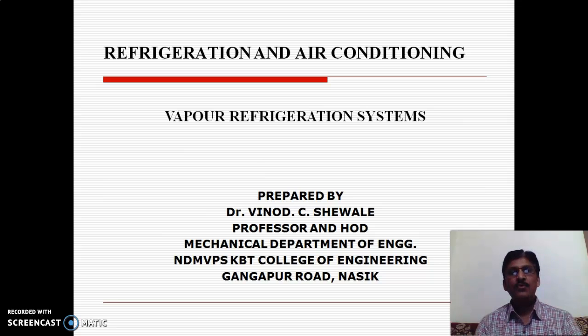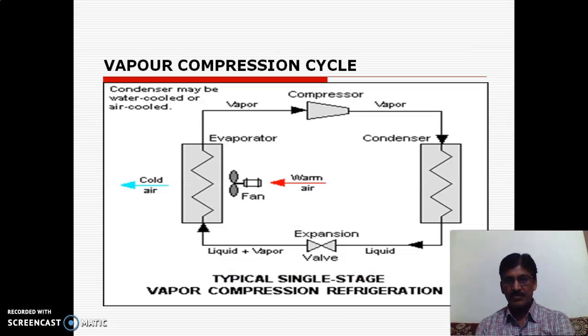There are two vapor refrigeration systems. If we see the basic applications, then most of the applications are using two types of refrigeration system, that is vapor compression refrigeration system and vapor absorption refrigeration system. So in this lecture we will see the vapor compression refrigeration cycle.